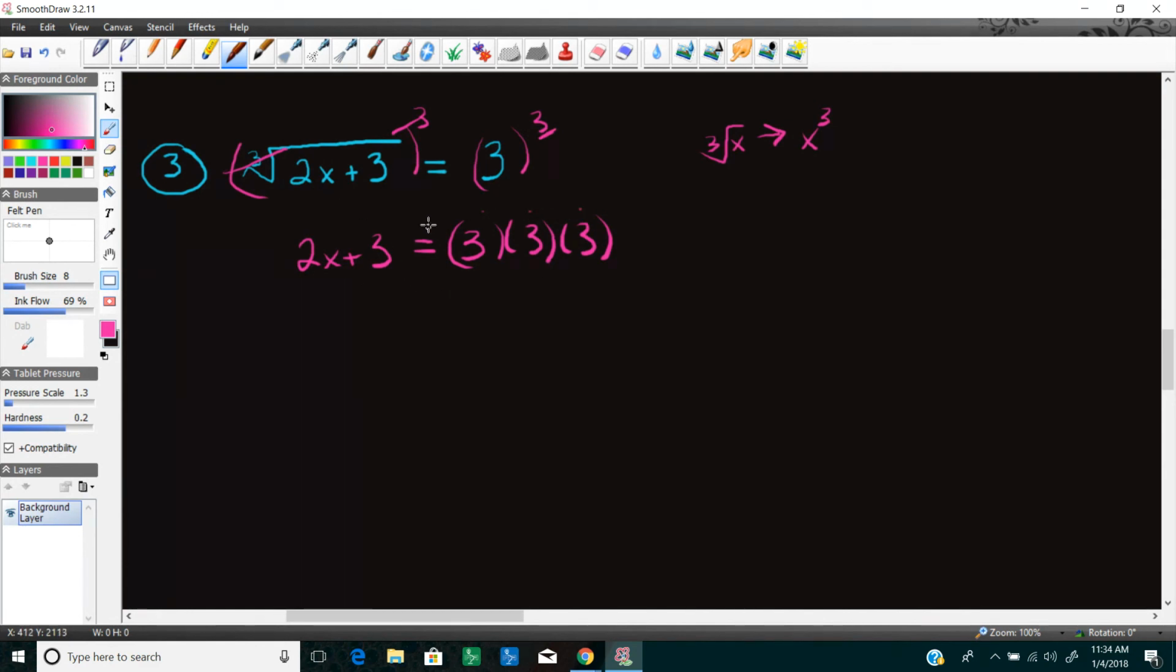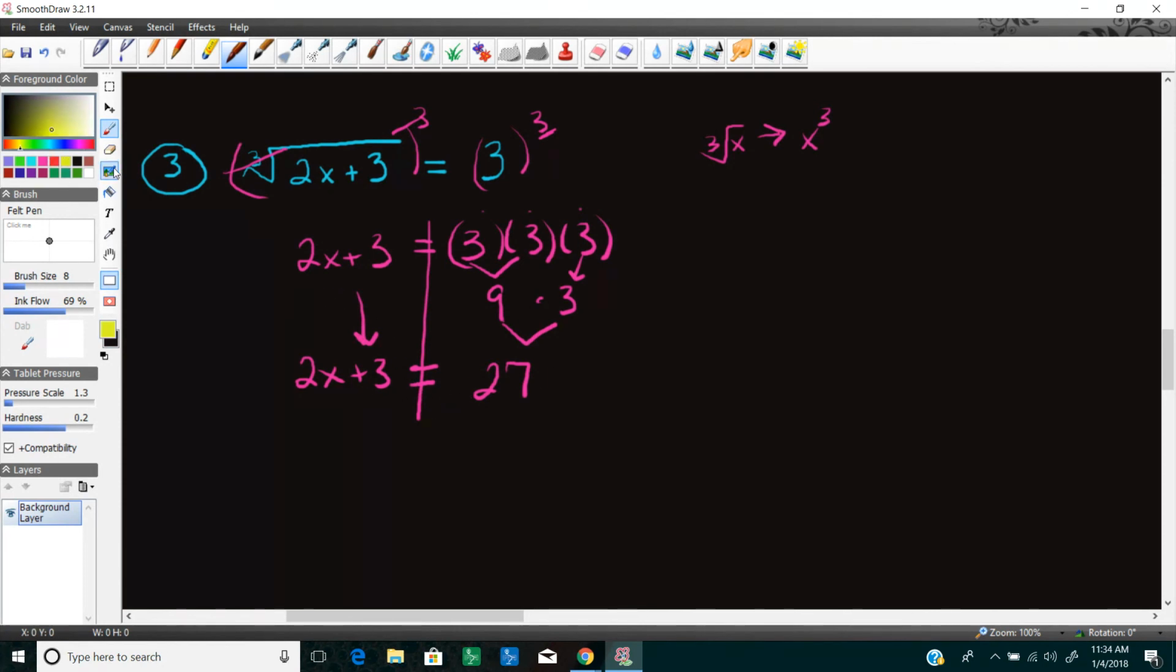Okay, so now I'm going to have 3 times 3 is 9. I can bring that 3 down right here. And then 9 times 3 is 27. And as we do these, you kind of start learning your cubics. So I'll bring this part down over here. And this is a simple linear equation.